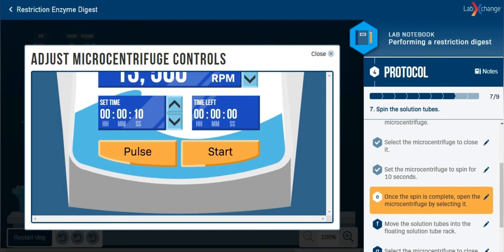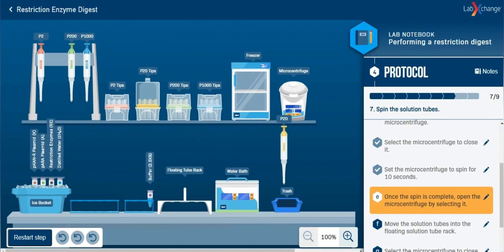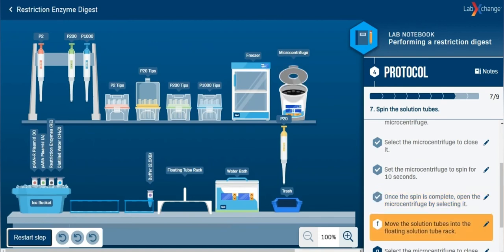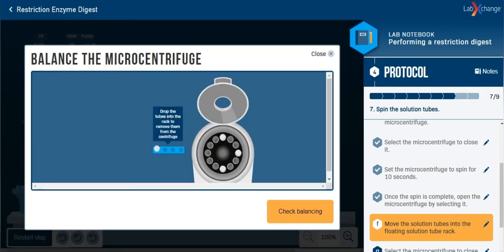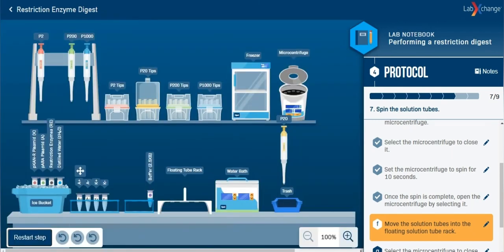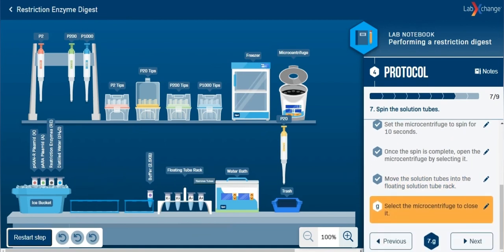Once the spin is complete, open the microcentrifuge by selecting it, and then move the solution tubes into the floating solution tube rack. Next, select the microcentrifuge to close it.